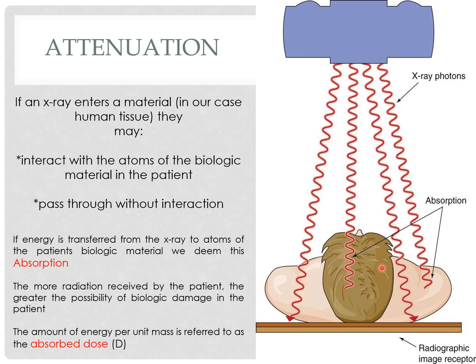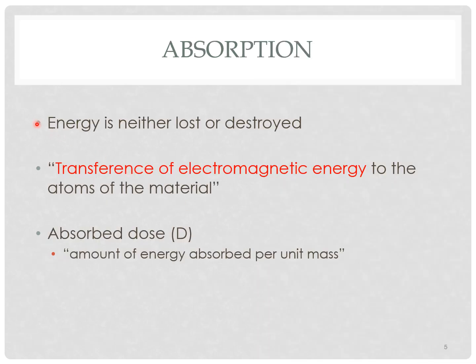Again, the same image here with absorption and transmission. Absorption: energy is neither lost nor destroyed. It is the transference of electromagnetic energy to the atoms of the material. Absorbed dose is the amount of energy absorbed per unit of mass, and that could be in any object or soft tissue.